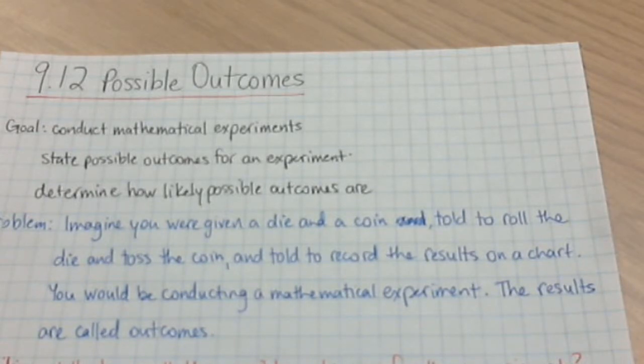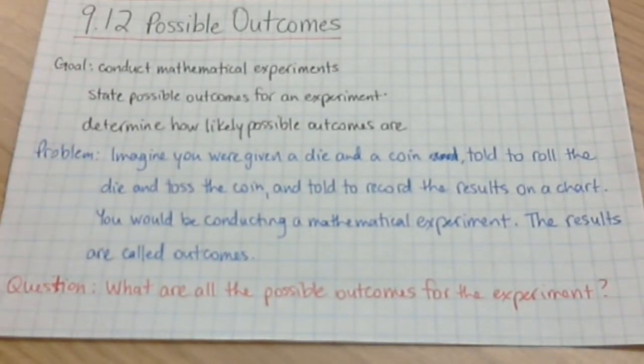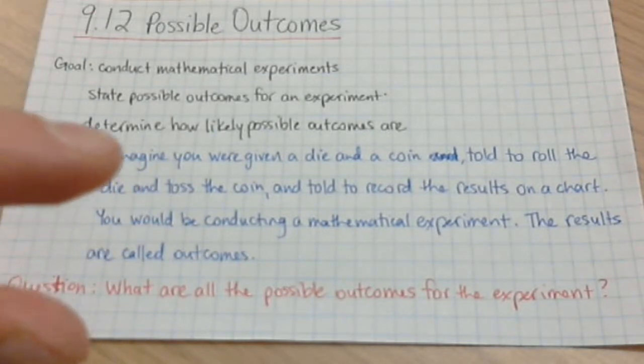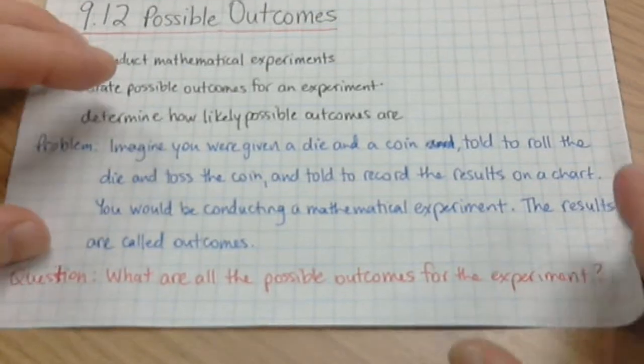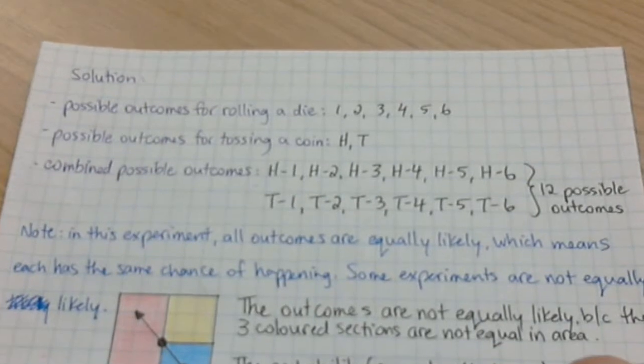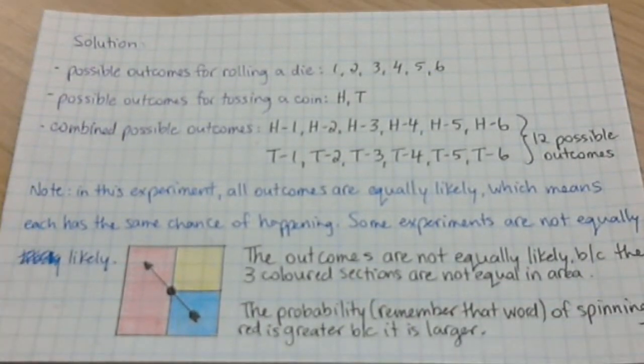The question that you're going to be working with in just a few minutes is, what are all the possible outcomes for this experiment? If you had a die and a coin and you had to toss them all, what are the possibilities? Okay? So, if you roll a die, your possible outcomes are 1, 2, 3, 4, 5, or 6, because there's 6 sides to this die. The possibility for tossing a coin is either heads or tails.